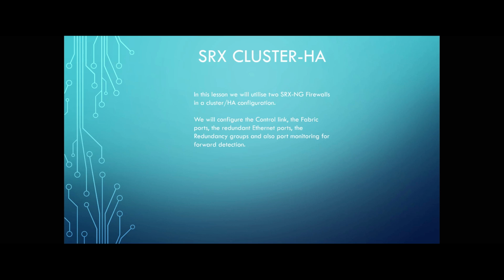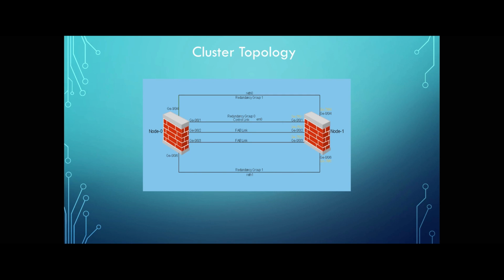Okay, so let's have a look at the actual topology. So I'll leave this on the screen for a few seconds. We're going to have node 0 here, node 1 over here. These are the ports we're going to use. These are the redundant Ethernets, the redundancy groups, redundancy group 1 with redundant Ethernet 1 and redundant Ethernet 0, the fabric links, and the control link. And on the next page, we'll show you what those links are for. Okay, so let's move on and do that first.